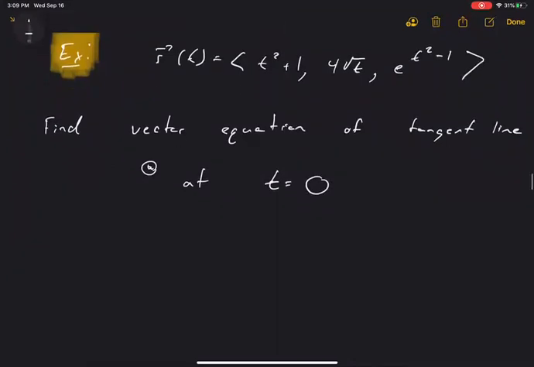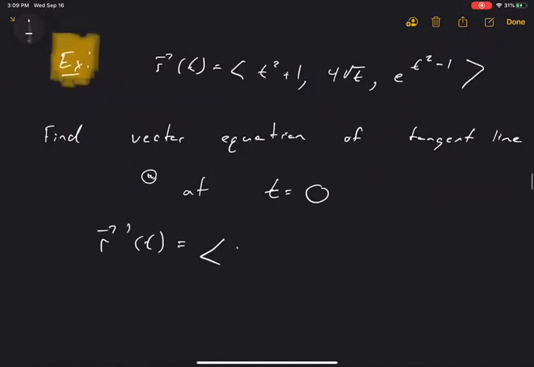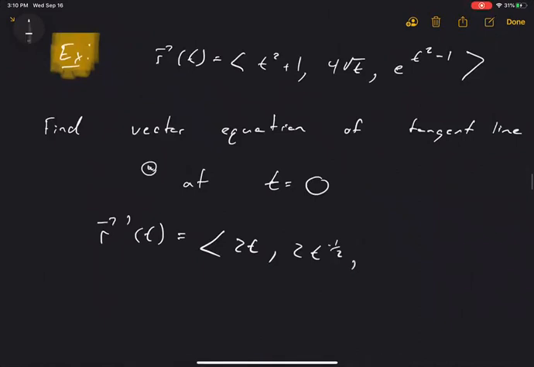Okay. Finding the derivative is going to be part of it. So let's go ahead and find r prime of t. Well, what is this? I differentiate the components. So derivative of the first component, 2t. Derivative of the second component would be what? 2t to the negative 1/2. Third component, 2t e to the t squared minus 1. Okay, so that's r prime.